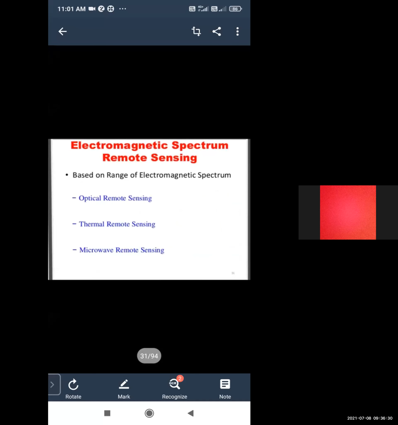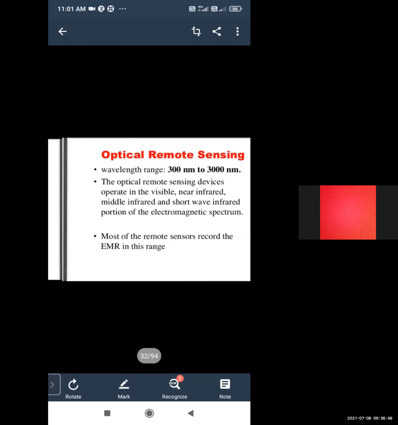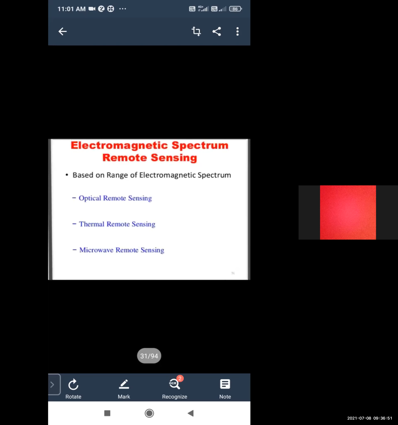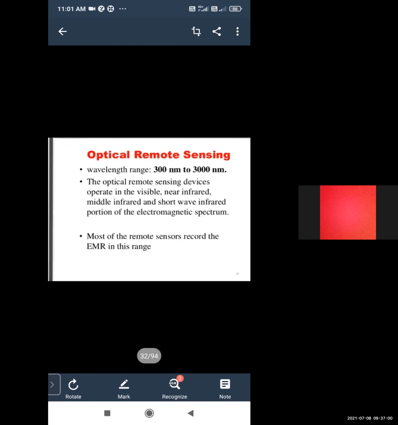Now we have to study the electromagnetic spectrum in remote sensing. This type of electromagnetic wave is used for remote sensing systems. On the basis of the range of the electromagnetic spectrum, there are three types of remote sensing systems: optical remote sensing, thermal remote sensing, and microwave remote sensing. First is optical remote sensing. For optical remote sensing, the wavelength range is 300 nanometers to 3000 nanometers.